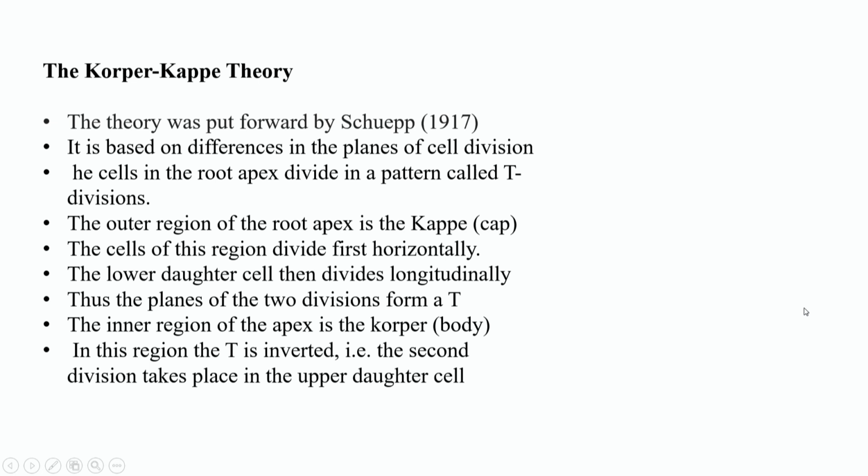The next important theory, which is applicable only for root, is the Korper and Kappe theory. Korper means body and Kappe means cap. This theory was given by Schüepp in 1970. You can see that all those theories are from long back. People have been working for so long and have studied a lot to try to understand the organization of these tissues.